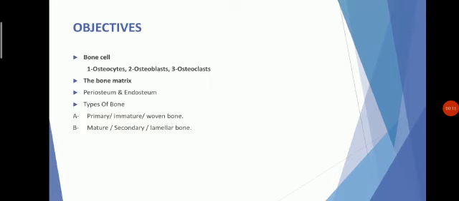Today we'll discuss bone. I am Dr. Muhammad Shahid Akhtar. The objectives of today's lecture are to study bone cells, that is osteocytes, osteoblasts, osteoclasts, the bone matrix, periosteum and endosteum, and types of bone: primary immature woven bone and mature secondary lamellar bone.